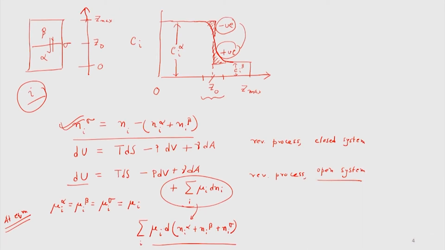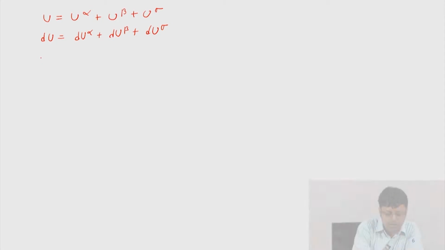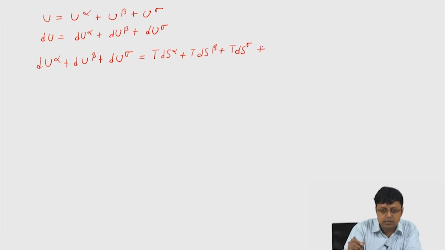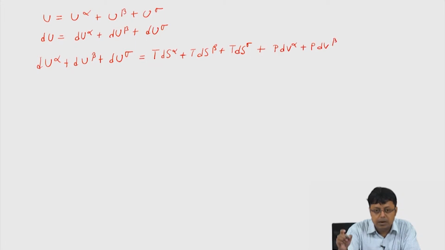So, that way we can write all the terms, and then you can ask how these individual terms, for example dU or dS, change. Let us rewrite it once again. Instead of dU, I am writing dU alpha plus dU beta plus dU sigma, equal to T dS alpha plus T dS beta plus T dS sigma, plus there was a P dV term. So, I will have P dV alpha plus P dV beta, but there will be no P dV sigma because the dV of sigma, or V of sigma, is 0.